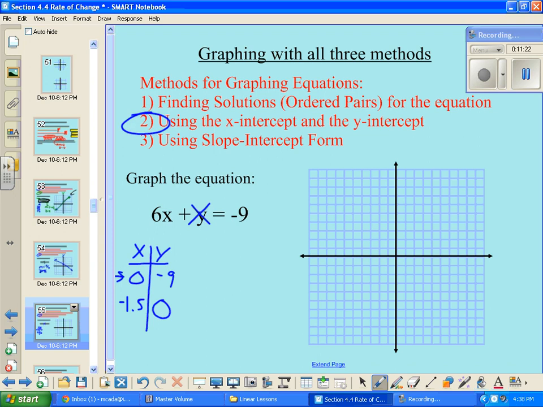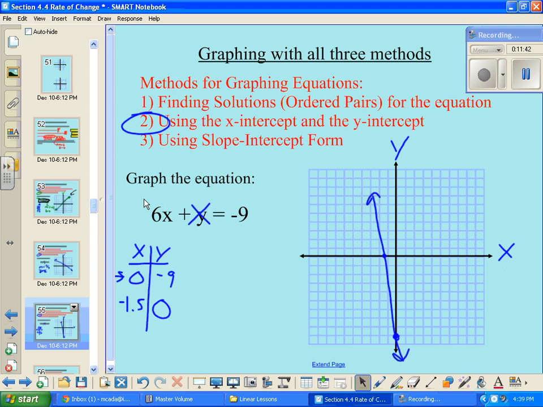So if I plot those two points, (0, -9) on the y-axis, that means I go down 9 and put a point right there. Then (-1.5, 0) means go about 1 and a half, and then 0 on the x-axis. There are my two intercepts. There's the graph of my equation.